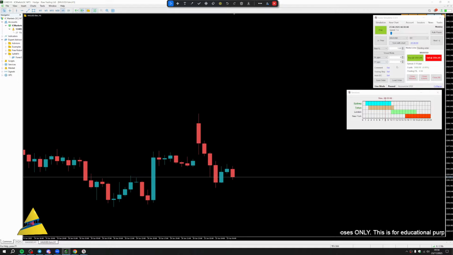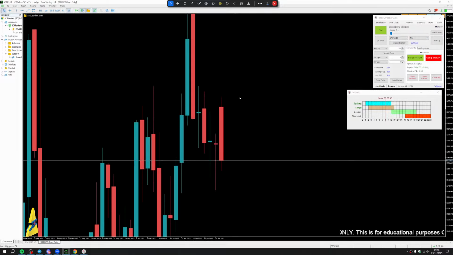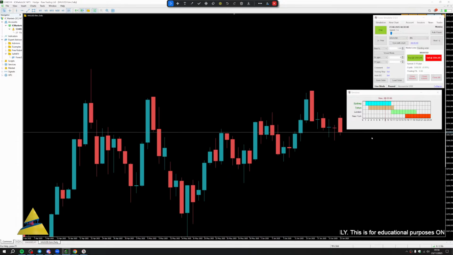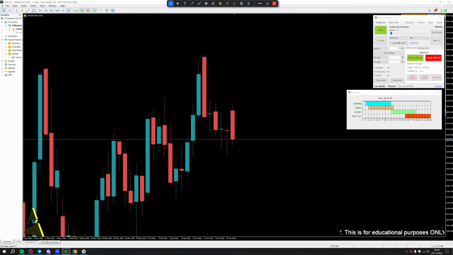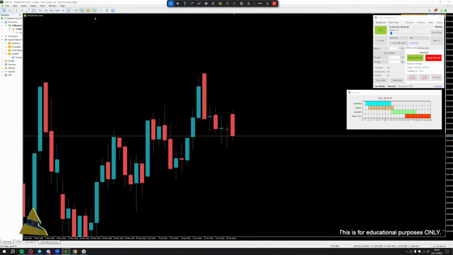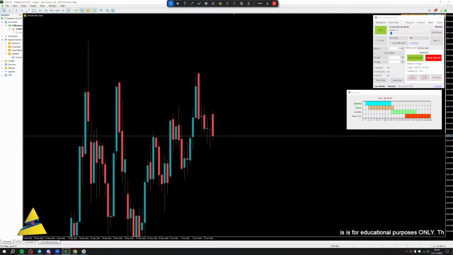What else? Yeah, let's get into it. Let's get into this thing now. That's about it. So let's look at the daily time frame and see what the daily candlestick is doing for us. First, let's zoom out.